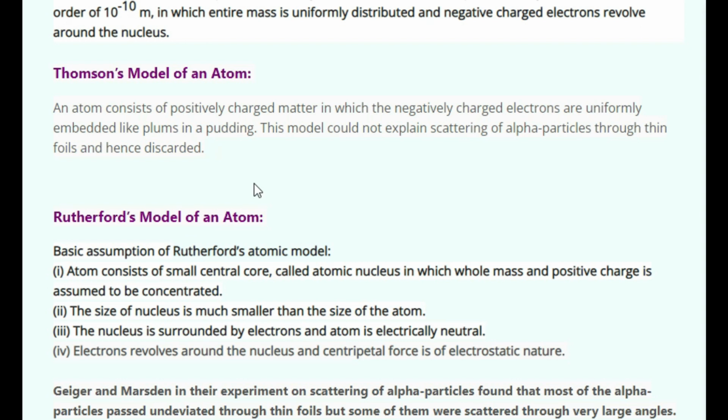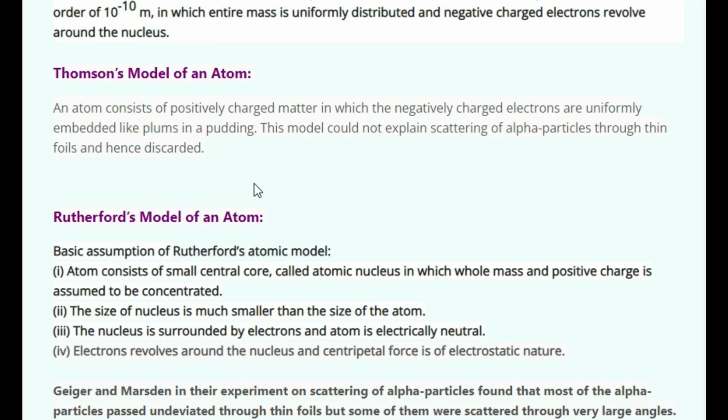According to him, an atom consisted of positively charged matter and also negatively charged matter, and these two types of matter were uniformly embedded like plums in a pudding, for which this model was called the plum pudding model. Although this model started the journey, it could not explain everything. For example, scattering of alpha particles through thin foils could not be explained through this model of atom. So this model was discarded.